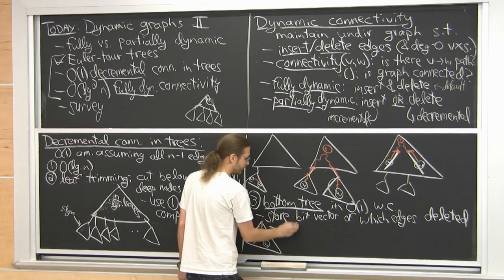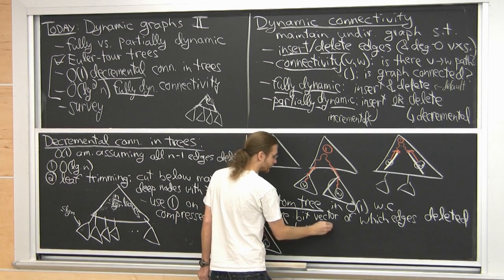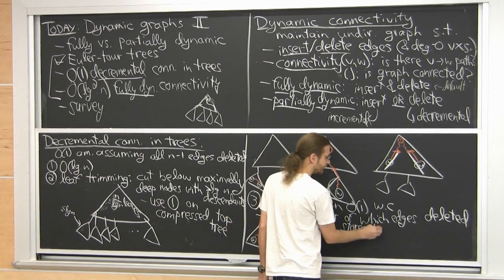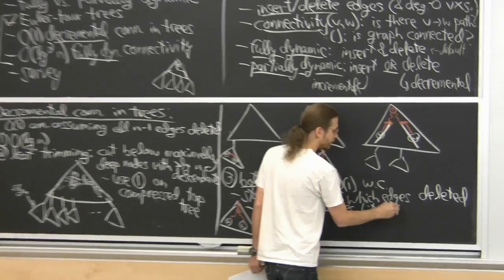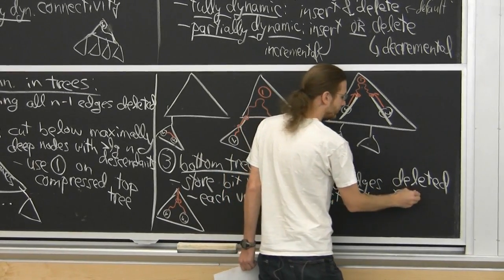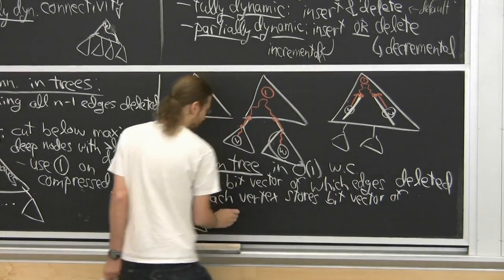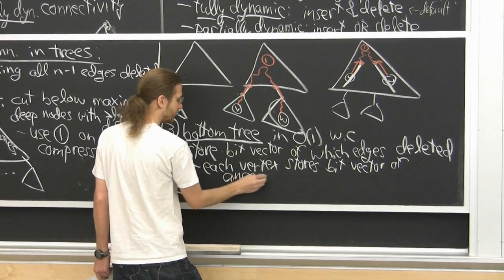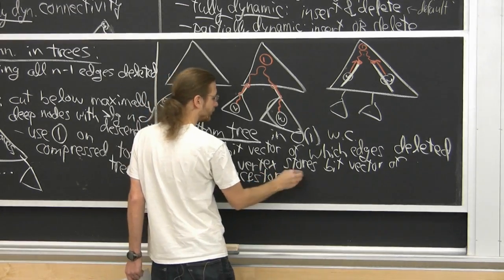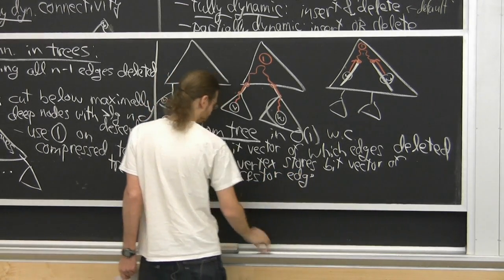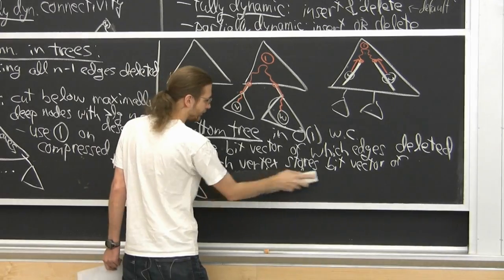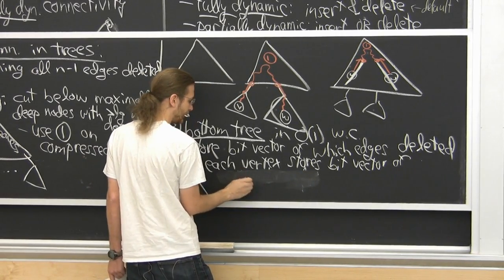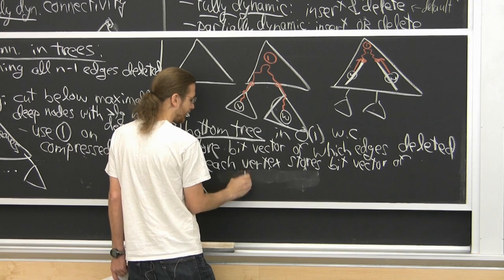Each vertex stores a bit vector of its ancestor edges. Ancestor edges is kind of weird. It stores a bit vector representing its path to the root.